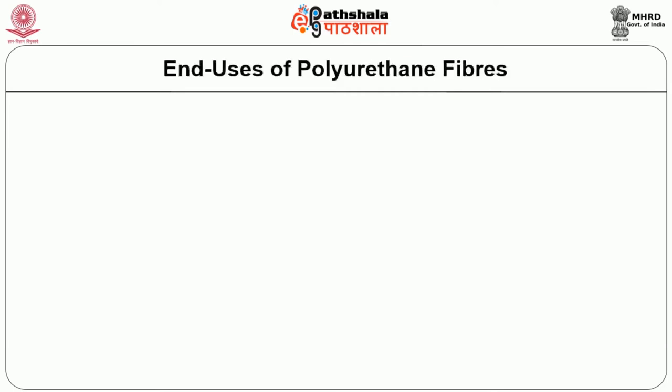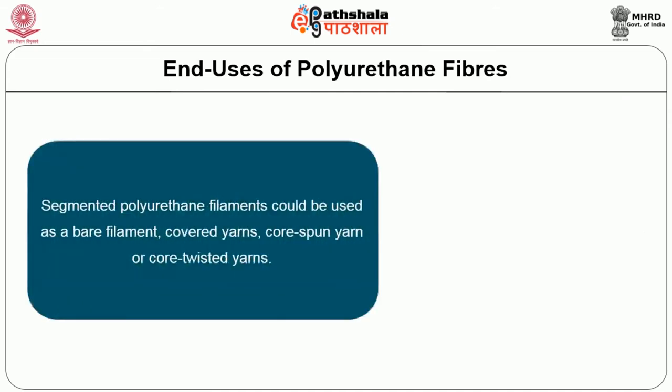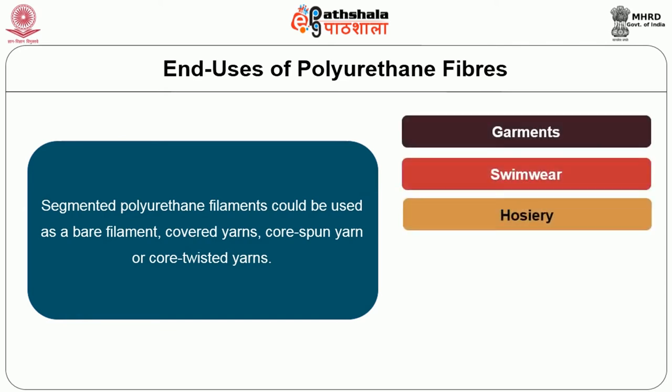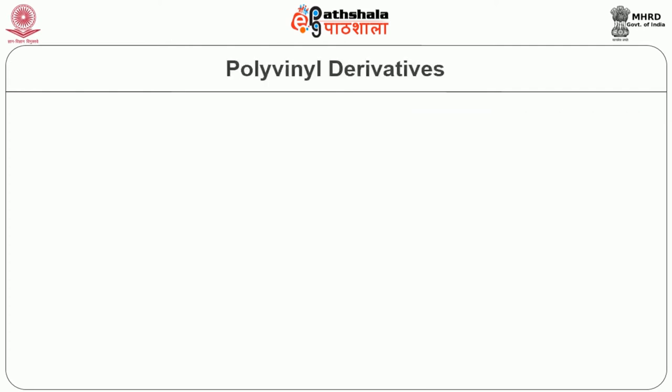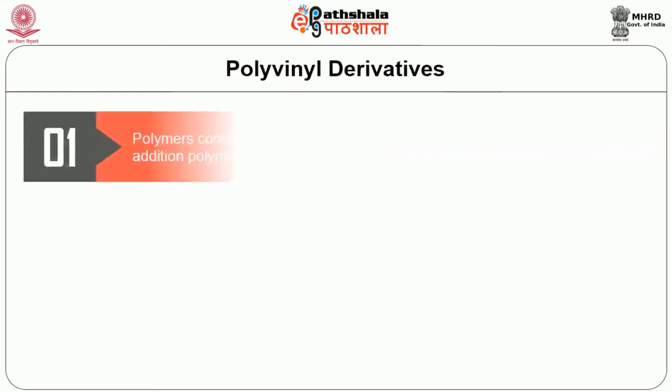Now let us look into the end-use applications of polyurethane fibers. Segmented polyurethane filaments could be used as a base filament, covered yarn, or as a core yarn, or co-twisted yarn. Major applications include garments, swimwear, hosiery garments, power nets, lace for decorative purpose, co-spun yarns for sewing threads and other applications. Let's go into the deliberation of polyvinyl derivatives.